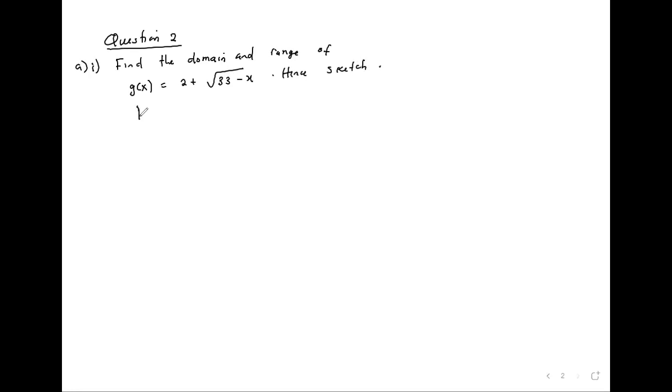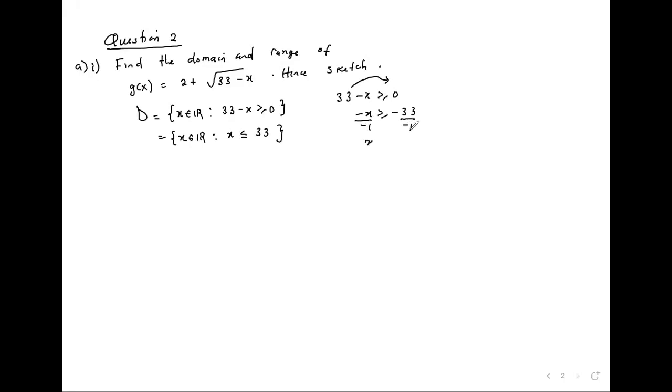So the domain, we just go for the inside. x is a real number such that 33 minus x is greater or equal to 0, meaning that x is a real number such that x is less or equal to 33. Because 33 minus x is greater or equal to 0, when you take it to the other side, you're going to have negative x is greater or equal to negative 33. Then divide by negative 1, then you reverse because of the negative division.